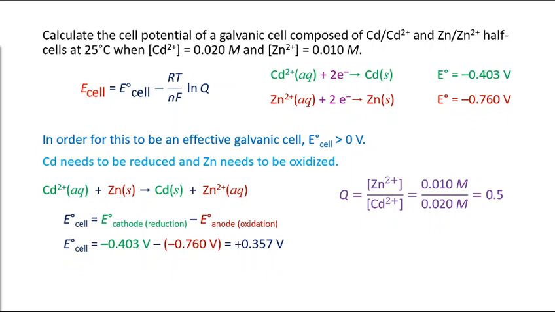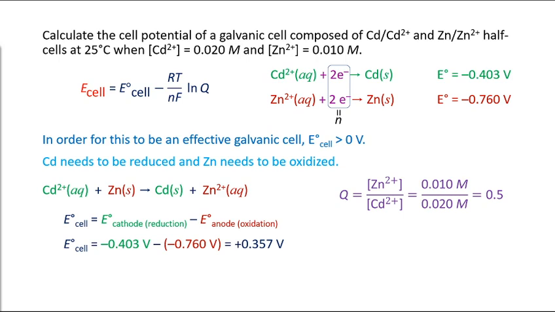And so now we know our standard E cell. We know our Q. The last thing we need to figure out is N. And so N, as I mentioned, is the number of electrons being transported. Here I have cadmium 2 plus and 2 electrons. I also have zinc 2 plus and 2 electrons. So the number of electrons is 2.